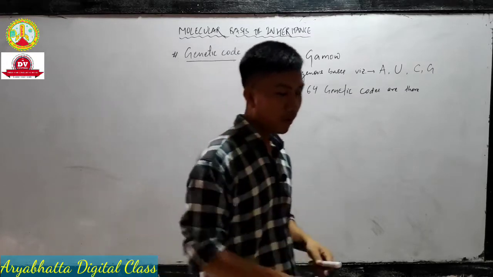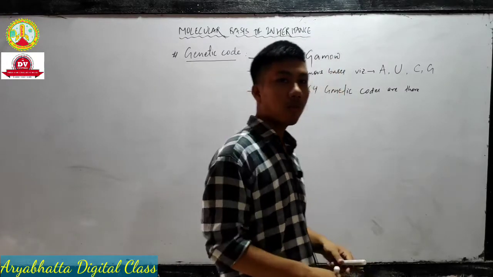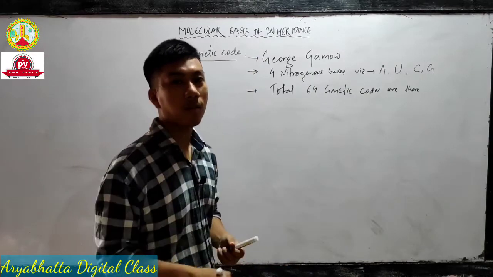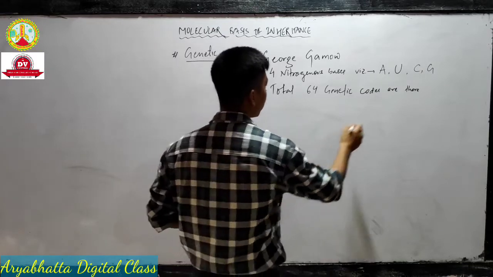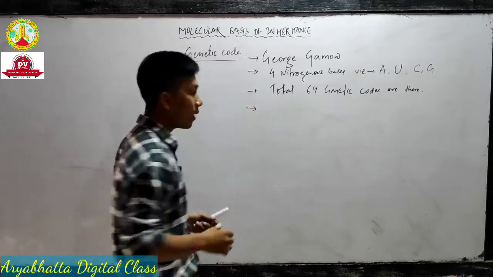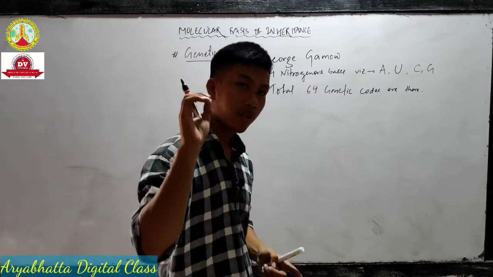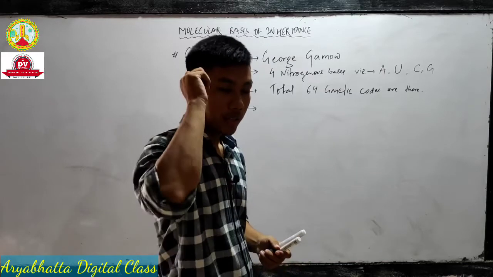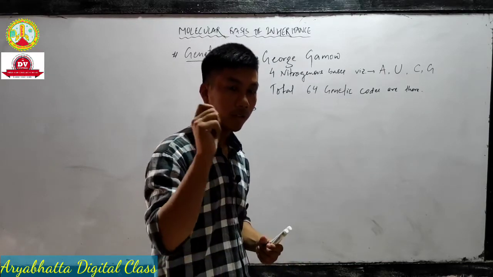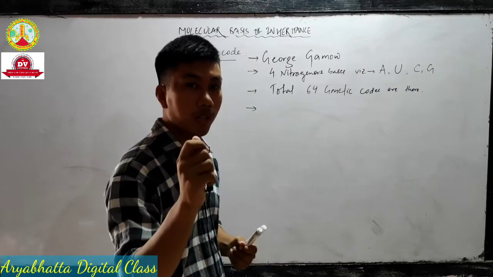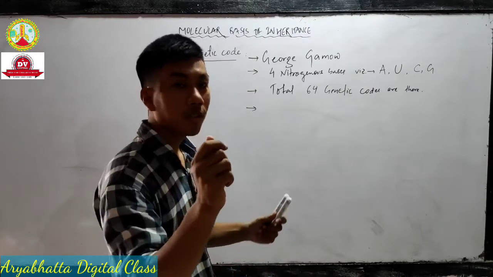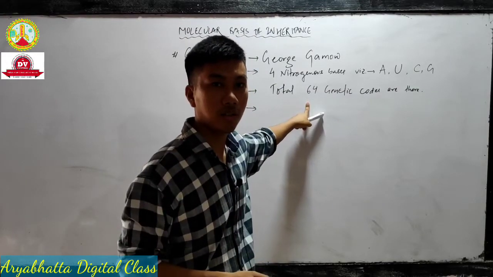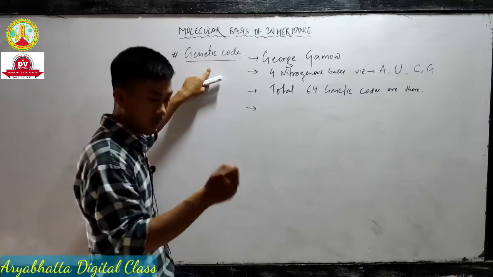So out of 64, 61 genetic codes are for amino acids. Not all genetic codes bind with an amino acid. For the formation of protein, the amino acids are required as well as genetic codes. The amino acids bind with those genetic codes. We're going to see that when we discuss translation. But here, just remember the features of genetic code.